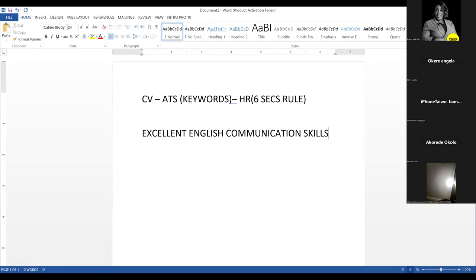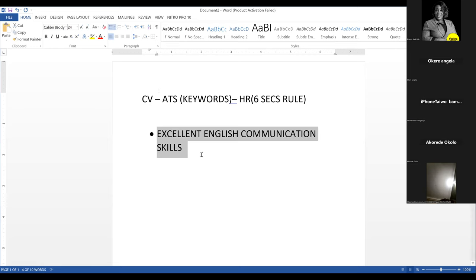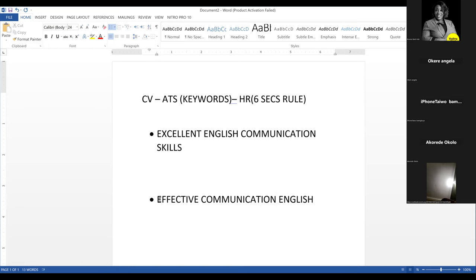So the job description of that job advert you saw says we are looking for somebody with excellent English communication skills. But on your own CV, what we have there is, let's say, good English or something. Let me use the thing we like to always use: effective communication. I'm looking for two words that do not even have similarities. Effective communication. Communication skills. Effective communication skills.